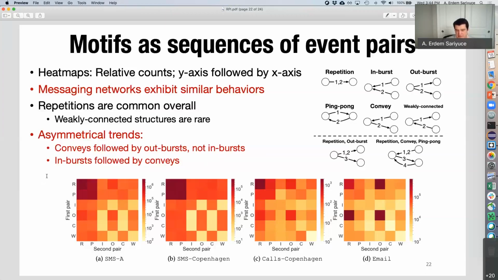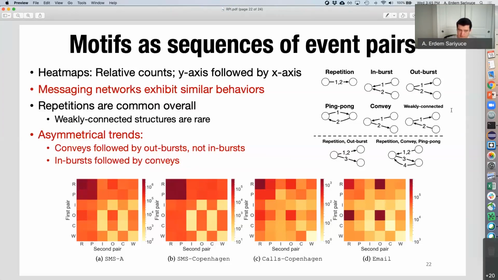But there are also common things, like repetitions are very common. So in all the networks, repetitions are pretty frequent. And the weakly connected structure, which is denoted here, the reverse of the transitive convey relation, is the rarest. It always occurred as the least frequent thing.